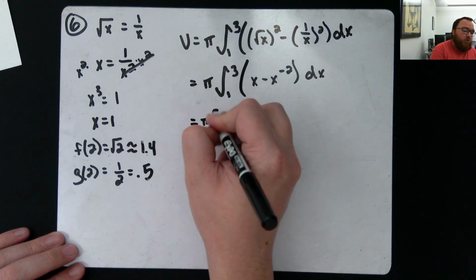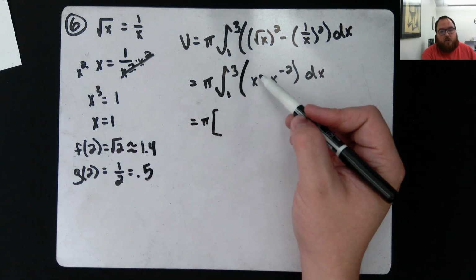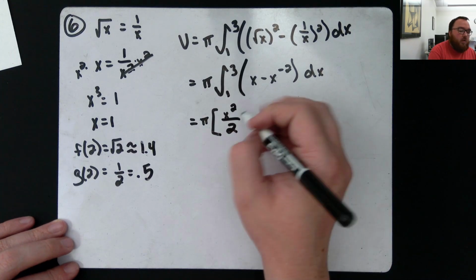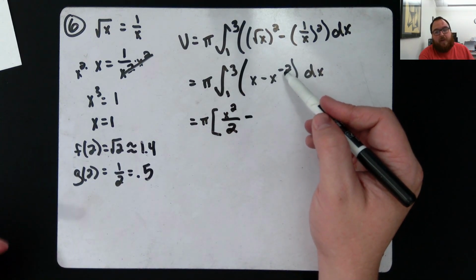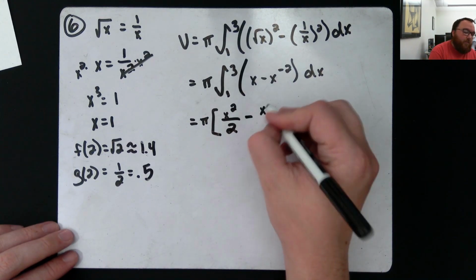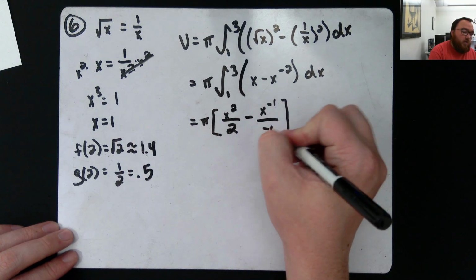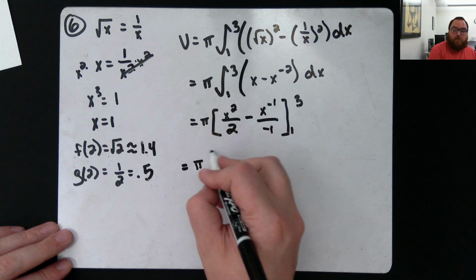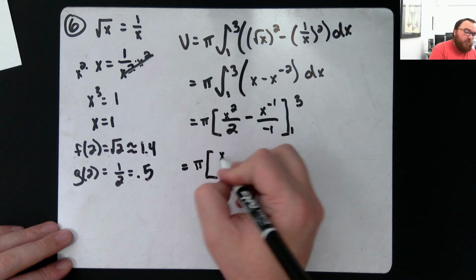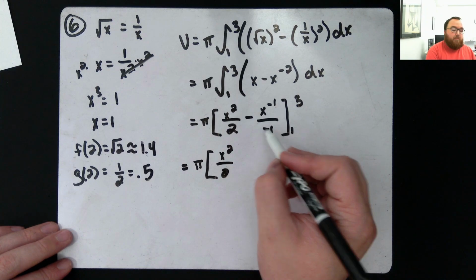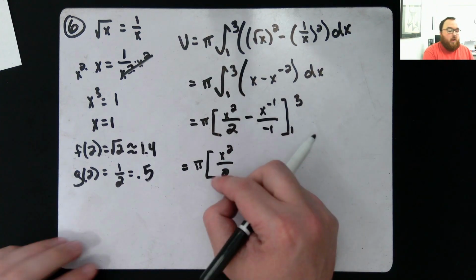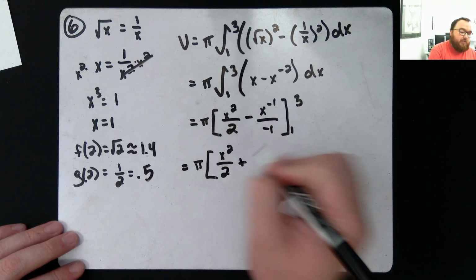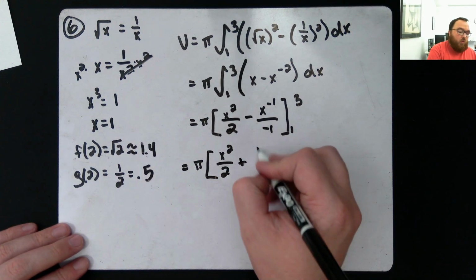Take the antiderivative, add 1 to the power, makes it x squared over my new power, which is 2. Minus, do the same thing here, add 1 makes that x to the negative first over negative 1, from 1 to 3. Looks really bad, so let's try to clean it up a little bit. x squared over 2 is fine, but I can make this plus, because dividing by the negative 1 is like making it positive. So plus, and then x to the negative 1 is 1 over x.